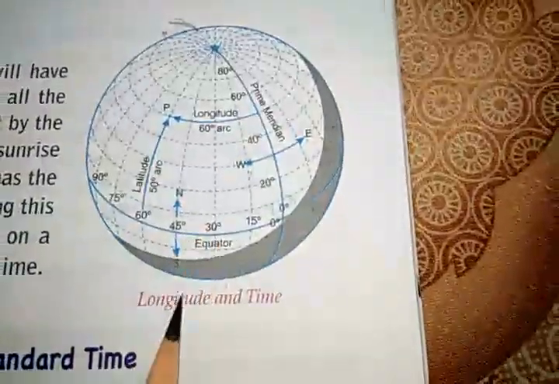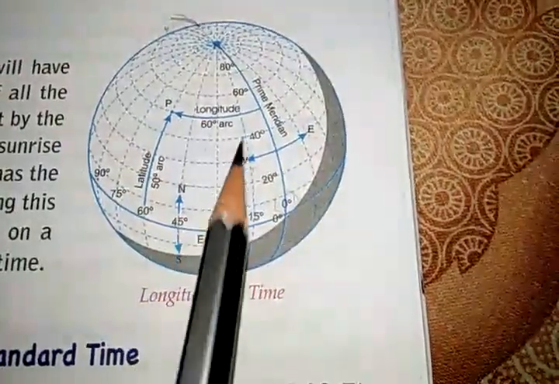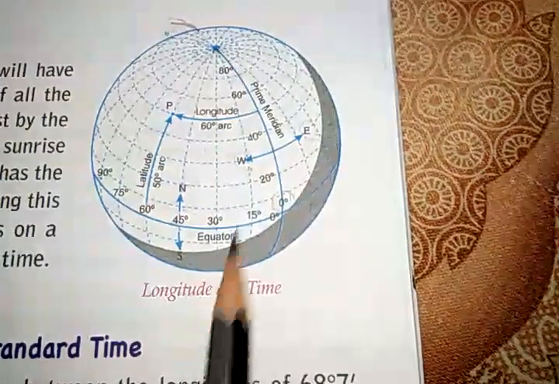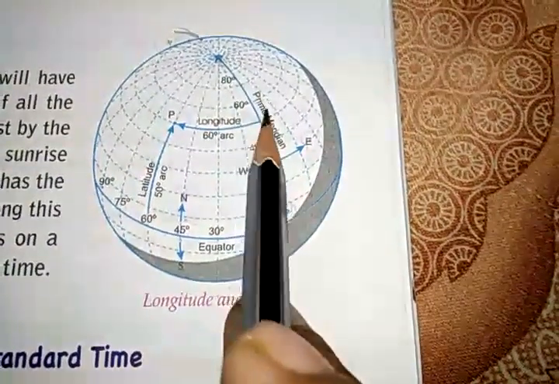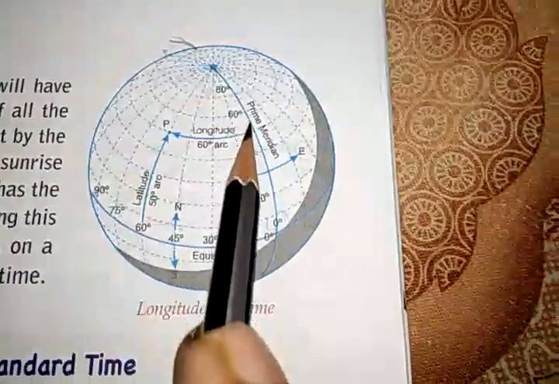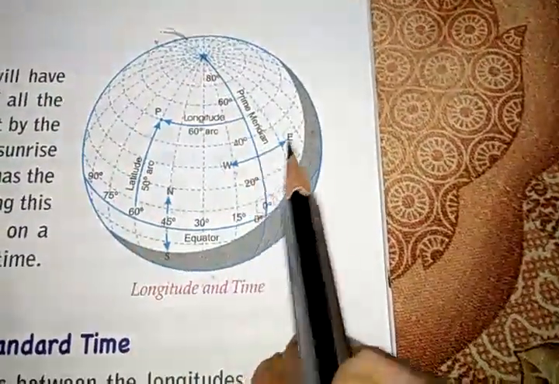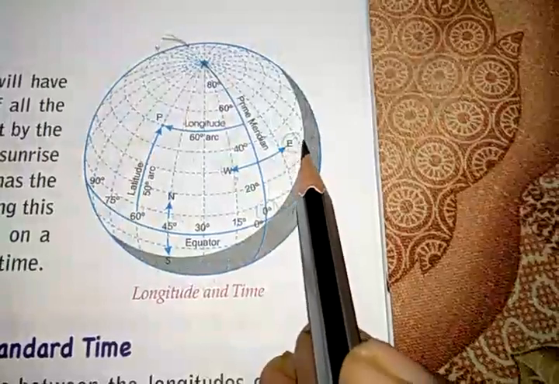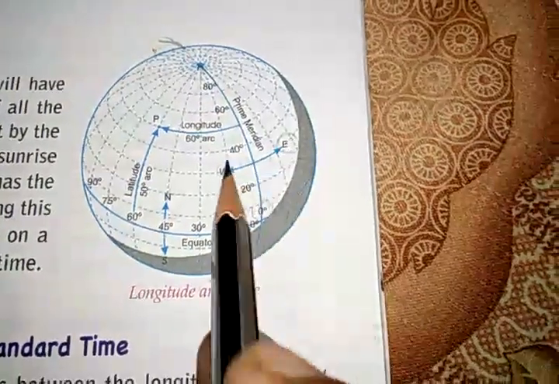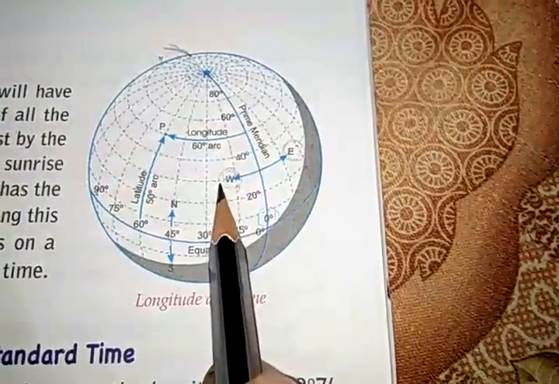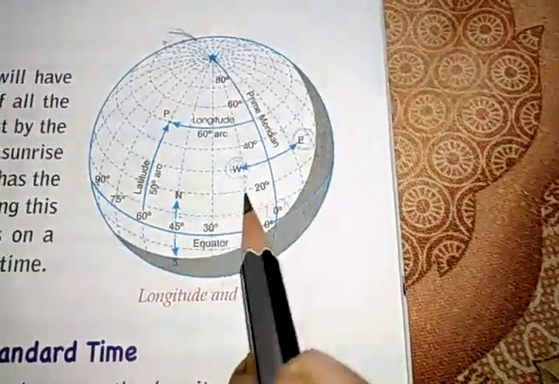You can see this is a longitude. This is the North Pole and down is the South Pole. This blue line, deep line, is the prime meridian. And this side of the prime meridian is the eastern hemisphere, E is written, you can see. And this side is the western hemisphere, W is written. And these are measured in degrees.